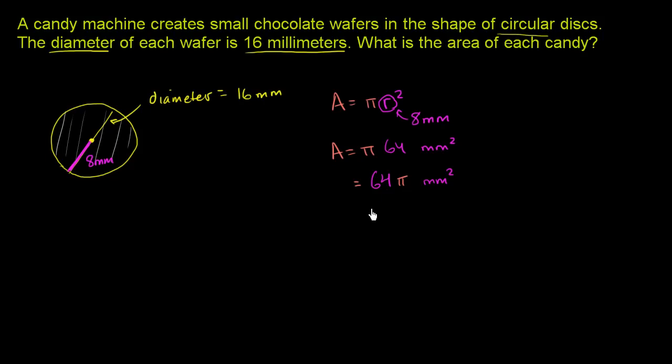pi. You might say, well, I want to get an estimate of what number this is close to. I want a decimal representation of this. And so we could start to use approximate values of pi. So the most rough approximate value that tends to be used is saying that pi, a very rough approximation, is equal to 3.14. So in that case, we could say that this is going to be equal to 64 times 3.14 millimeters squared.